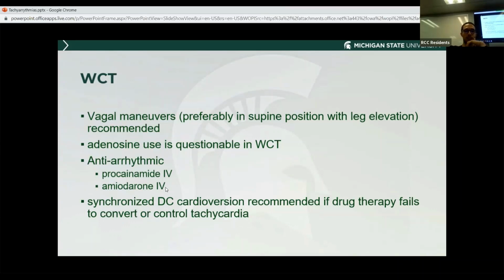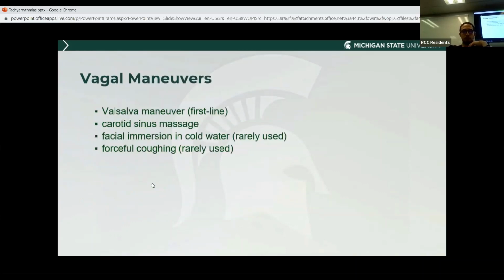And if a wide complex arrhythmia doesn't convert or switch back, or continues even after starting the anti-arrhythmic, you can give a therapeutic synchronized cardioversion, even if the patient is hemodynamically stable, to control the tachycardia. So quickly, vagal maneuvers are Valsalva and carotid sinus, and these two you will never use them, so forget about them.